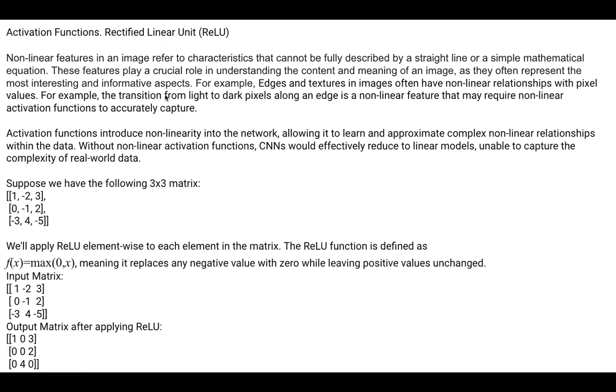Say, for example, a transition from light to dark pixels along an edge. It's a nonlinear feature. Edges and textures are all complex features. Activation functions help the model identify them. Now, say for example here, supposing we have a 3 by 3 matrix. Do you see after computation, there are some negative values.